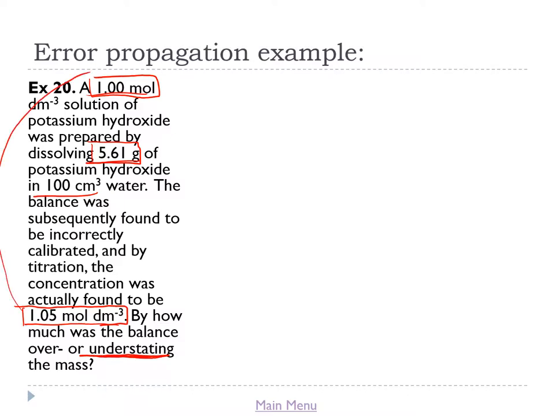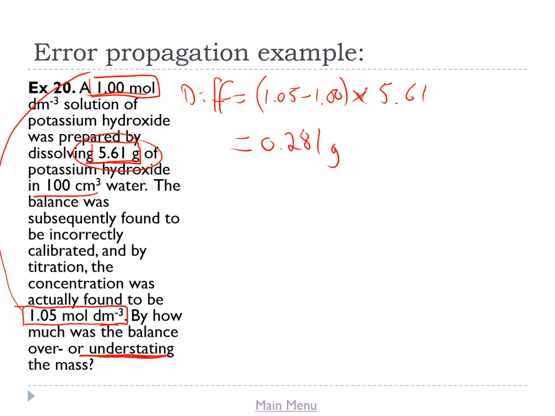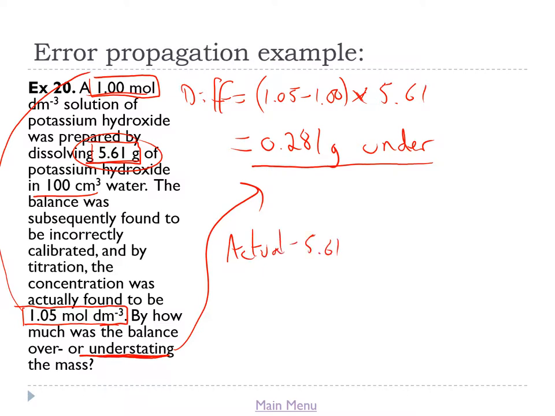Okay, so the difference equals the difference in concentrations, 1.05 minus 1.00, times the original mass, 5.61, and if we do that, we come to a value of 0.281 grams, and as we said before, that is 0.281 grams under. So the real mass of our stuff would be 5.61 plus that 0.281, which equals 5.891 grams.